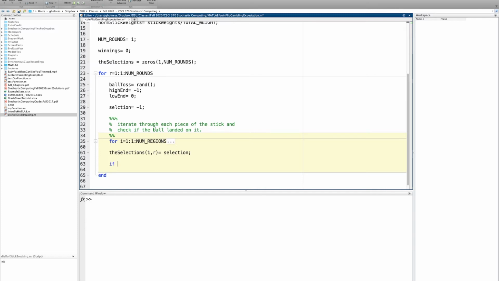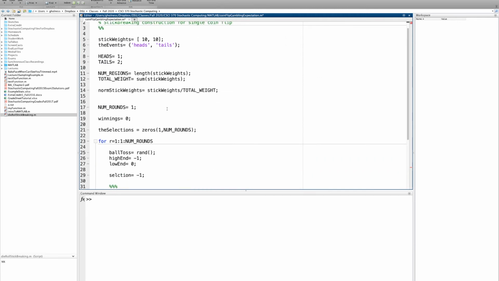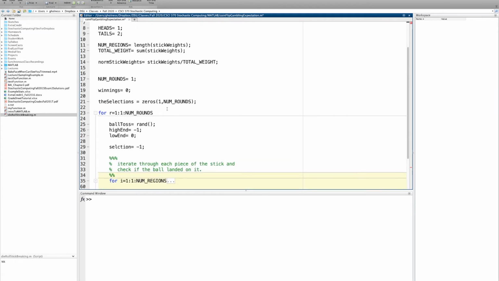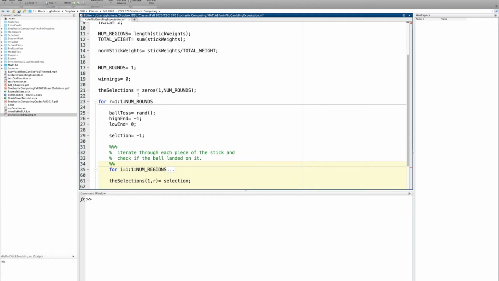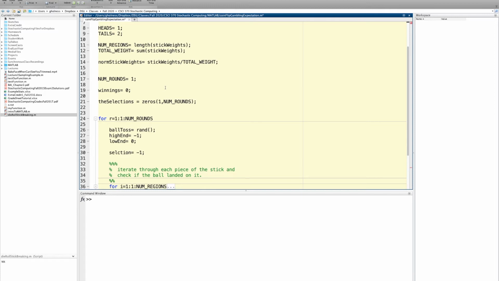And so now I take a look at my selection. If selection is equal to what the coin flip was, you're going to guess correctly. You're going to make a guess. And let's assume, for the sake of argument, each time your guess is a heads, right? So let's have something called your guess.